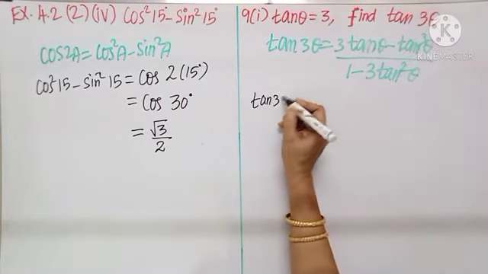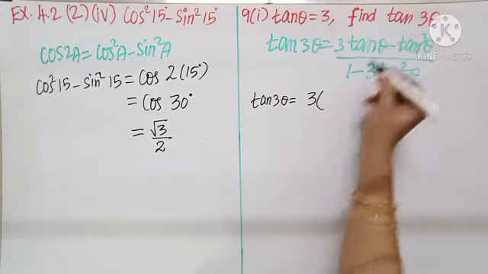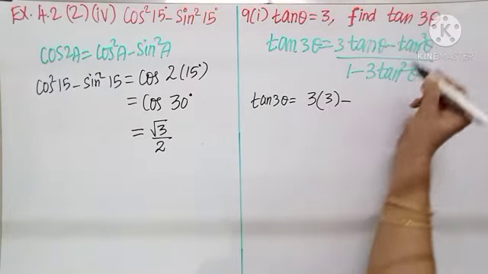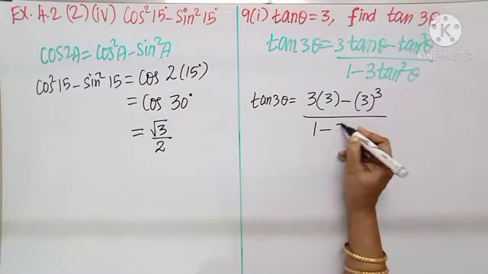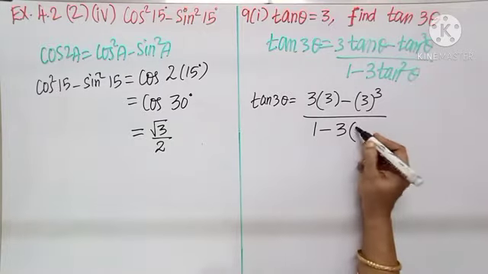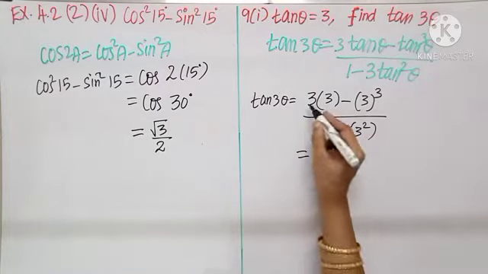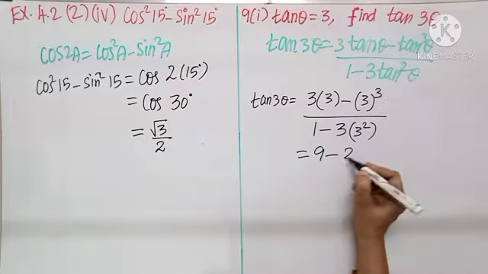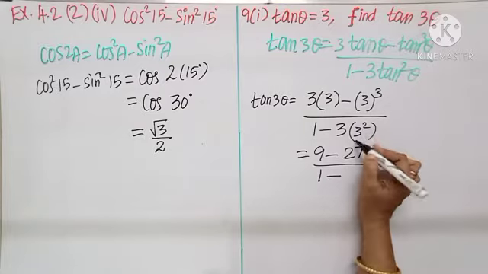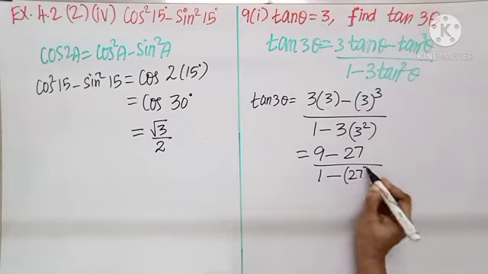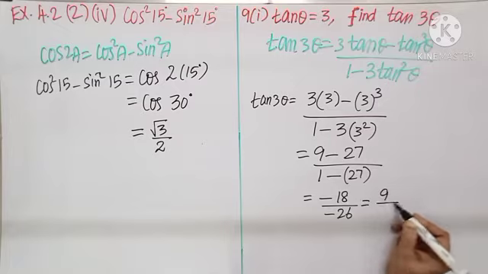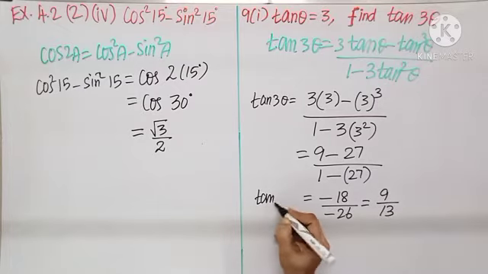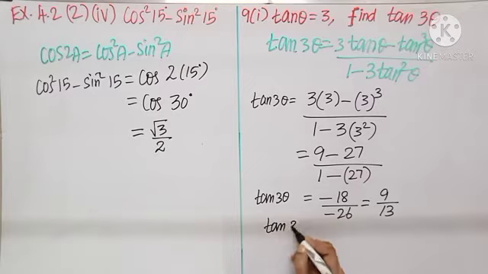Tan 3 theta equals 3 into tan theta, which is 3, minus tan cube, which is 3 cube, divided by 1 minus 3 tan square, which is 3 square. Simplifying, 3 3s are 9, 3 cube is 27, 1 minus 9 into 3, 27. Simplifying, minus 18 by minus 26, or 9 by 13. Take and write the answer: tan 3 theta equals 9 by 13.